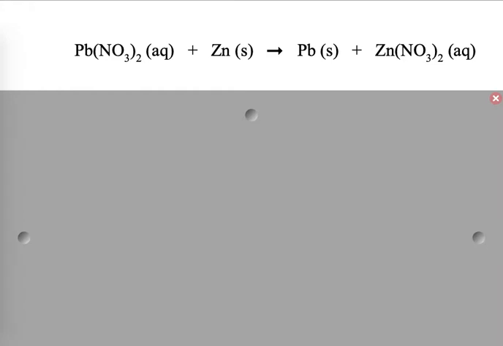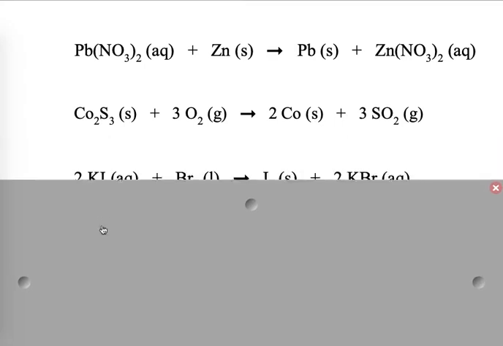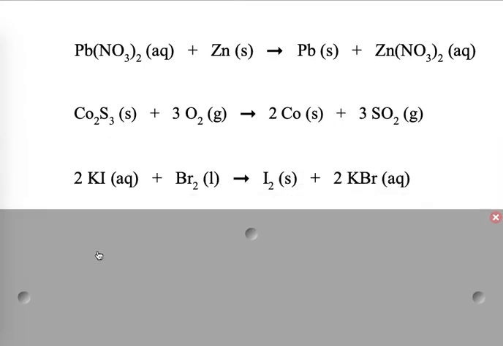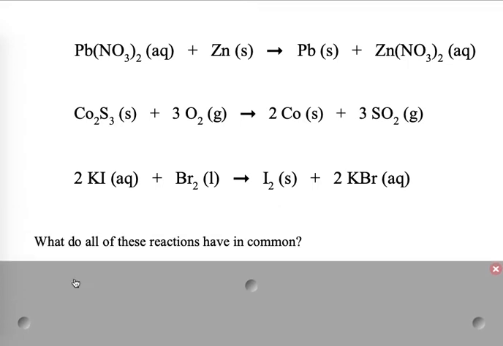In our next category, lead-2 nitrate reacts with zinc to form lead plus zinc-2 nitrate. Cobalt-3 sulfide reacts with oxygen to form cobalt plus sulfur dioxide. Potassium iodide reacts with bromine to form iodine plus potassium bromide. What do all these reactions have in common?